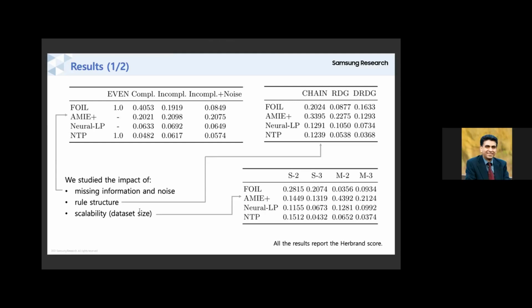And the last one is the scalability. Also here, we want to test how the scalability impacts the different ILP methods, and we do this in 2 dimensions. The first one is starting from a small dataset of size S, going to a bigger dataset of size M. And the second dimension is this number that you can see here, 2 and 3, and this is the depth of the rule dependency tree.